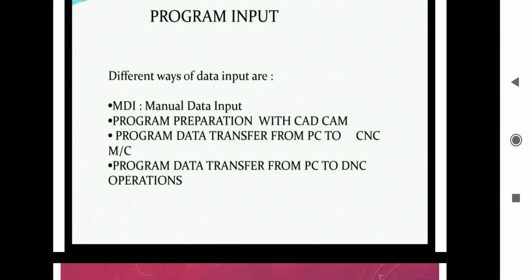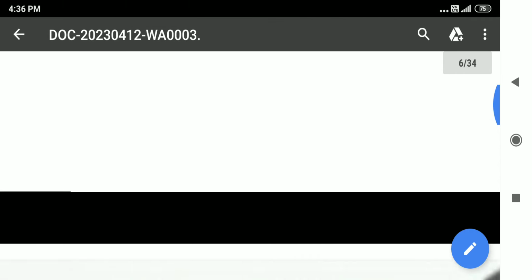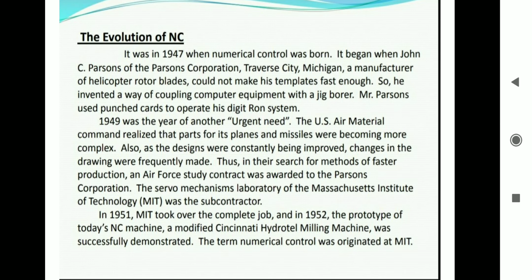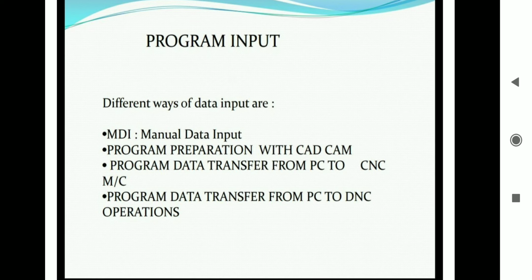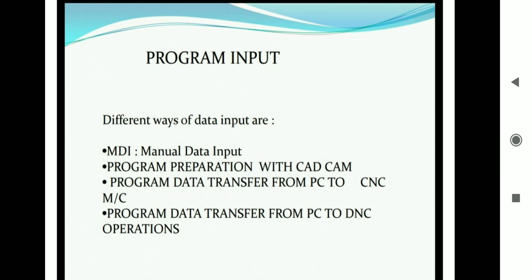After NC evolution, you can see here, after 1952 the prototype was announced, right? After that NC was born. After NC, a few years later CNC was born. After CNC machines, DNC was born. So what are the basic differences between NC, CNC, DNC and the manual machines?